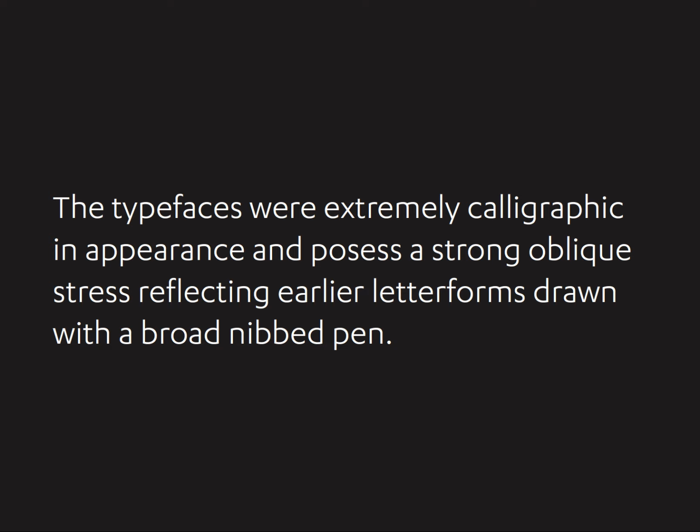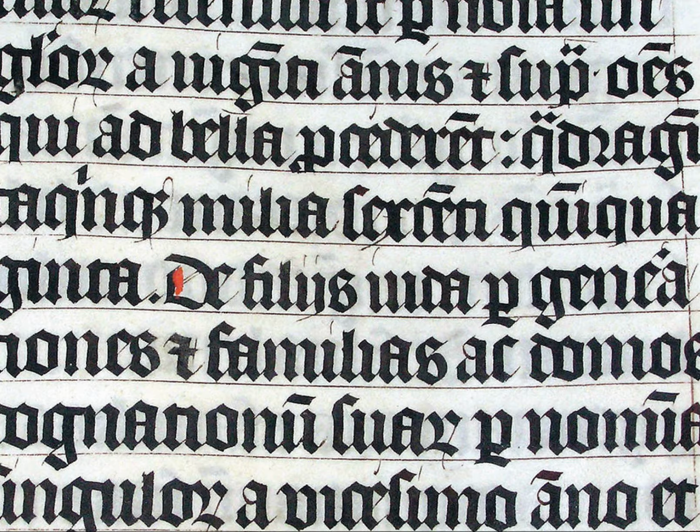So typefaces were extremely calligraphic in their appearance, and they possessed a strong oblique stress. Earlier letter forms were drawn with a broad-nibbed pen, as we can see with Blackletter. And with Blackletter, this is what we know as Blackletter, a very mechanical, particular type of font, sometimes written in German or in Latin.